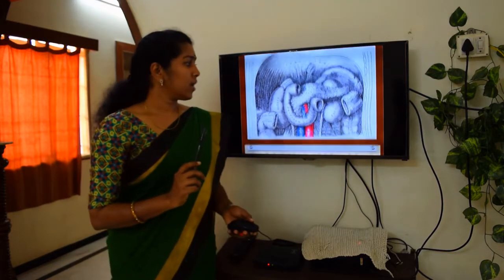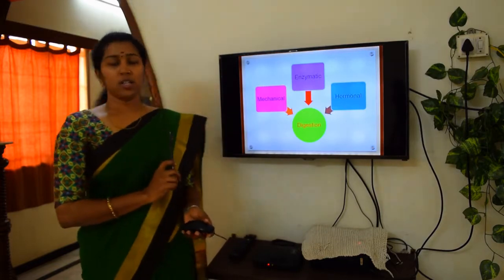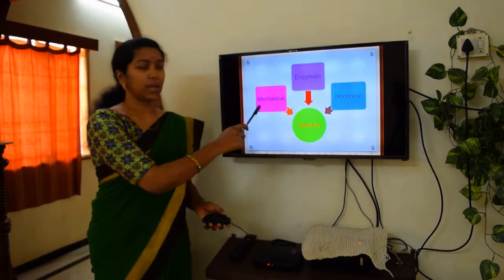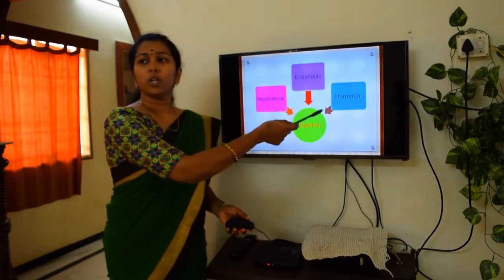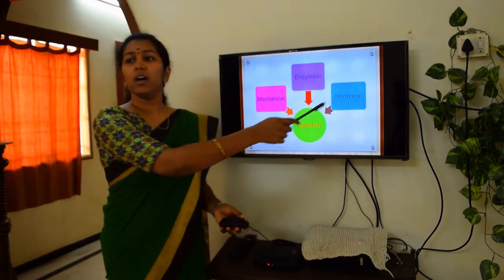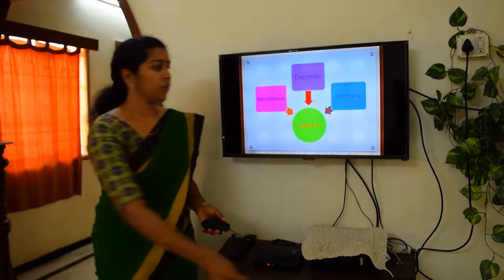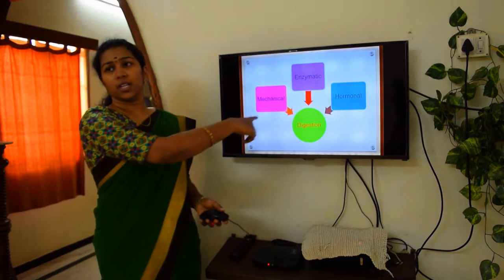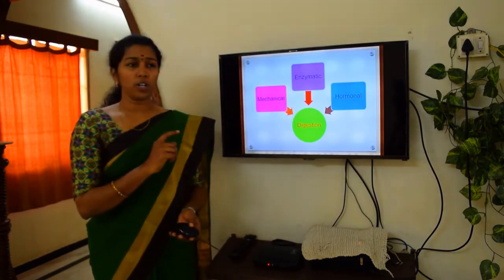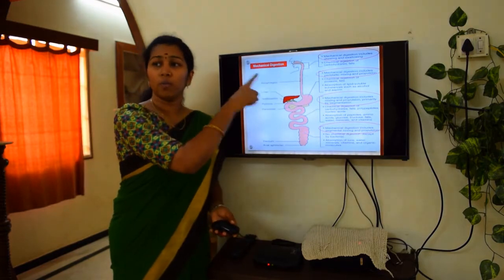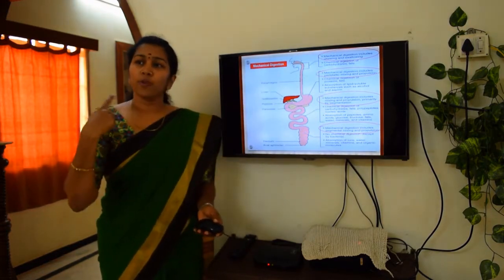Now we will move on to the digestion process. The central digestion process has 3 different segments: the mechanical digestion, the chemical or enzymatic digestion, and the hormonal digestion. As far as carbohydrate digestion is concerned, we have mechanical digestion and enzymatic digestion. So what is mechanical digestion? When you take food through the mouth, you chew the food. That is a form of mechanical digestion.